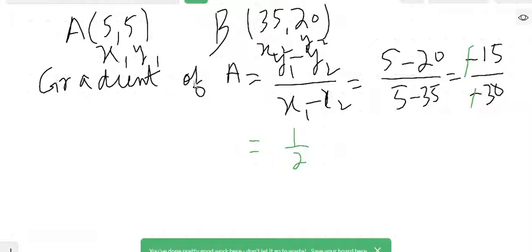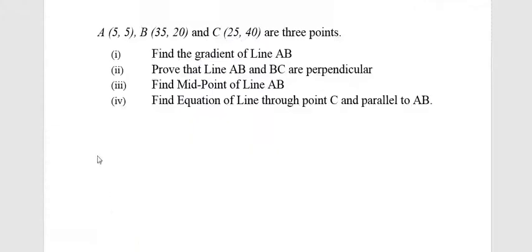The gradient of line AB, we can find it using this formula, y1 minus y2 over x1 minus x2. This is x1, it is y1, here it is x2, and this is y2. So if we plug the values here and after simplification, the gradient of line AB is 1 over 2. The next part is prove that line AB and BC are perpendicular.